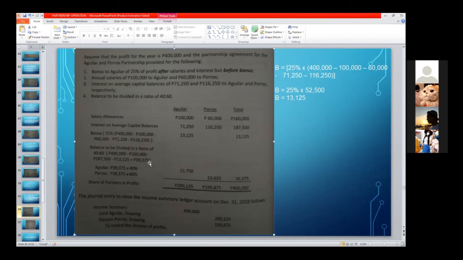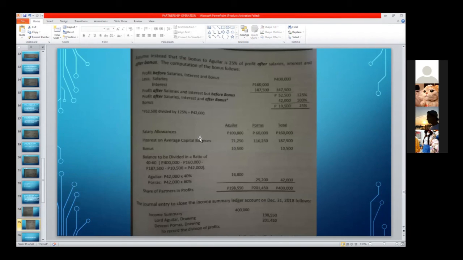39,375 na paghahatian nila. At saka sabi dito, balance is to be divided in a ratio of 40:60. Tandaan niyan, wag nyong i-divide kagad equally kasi meron palang agreement dito na 40:60 ang hatian nila. So kaya ganun ang multiply nyo. 40 kay Aguilar and then 60 kay Porras. Kaya lumabas ito. And then i-add nyo na sa baba. Ayun yung lalabas. Di ba? Okay, next naman.